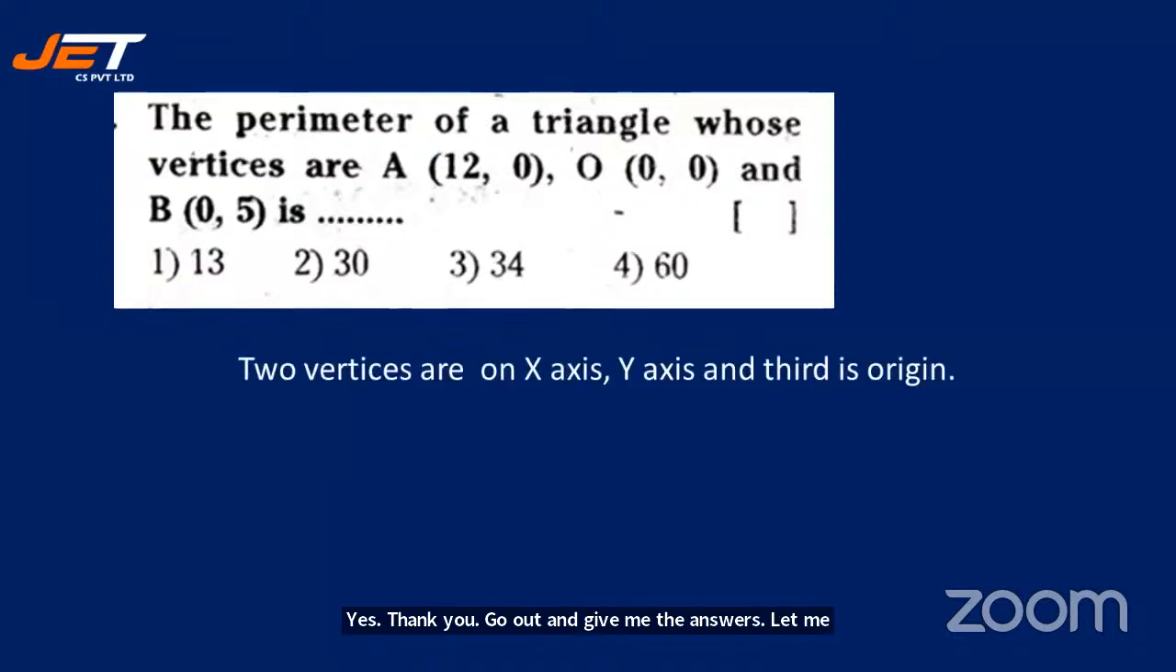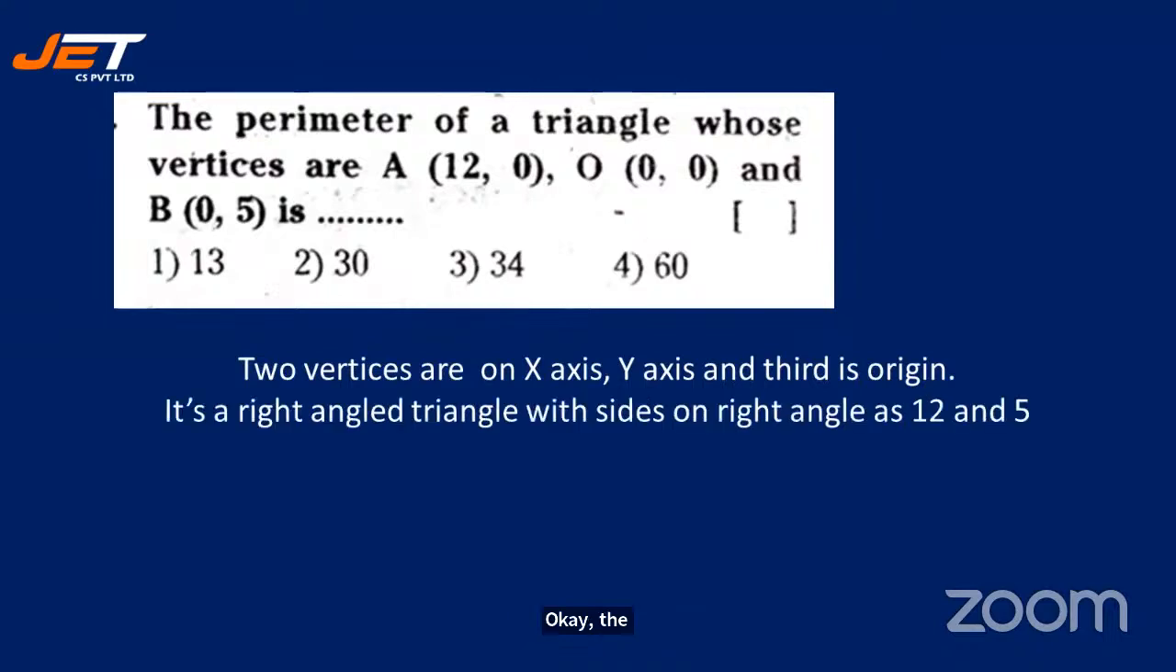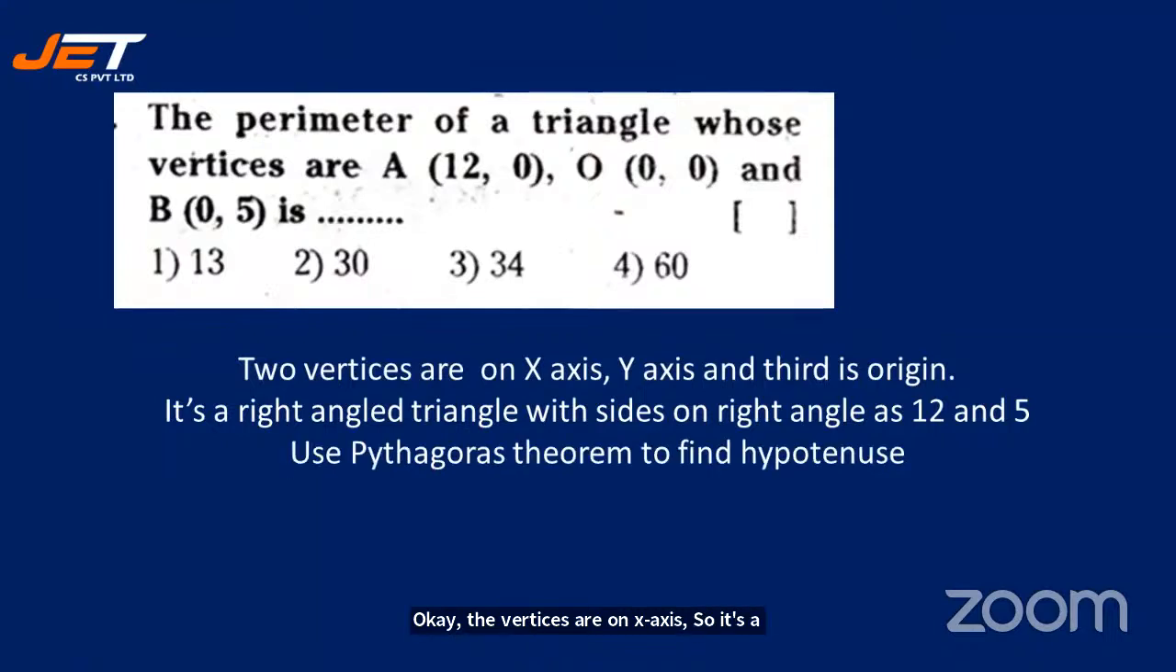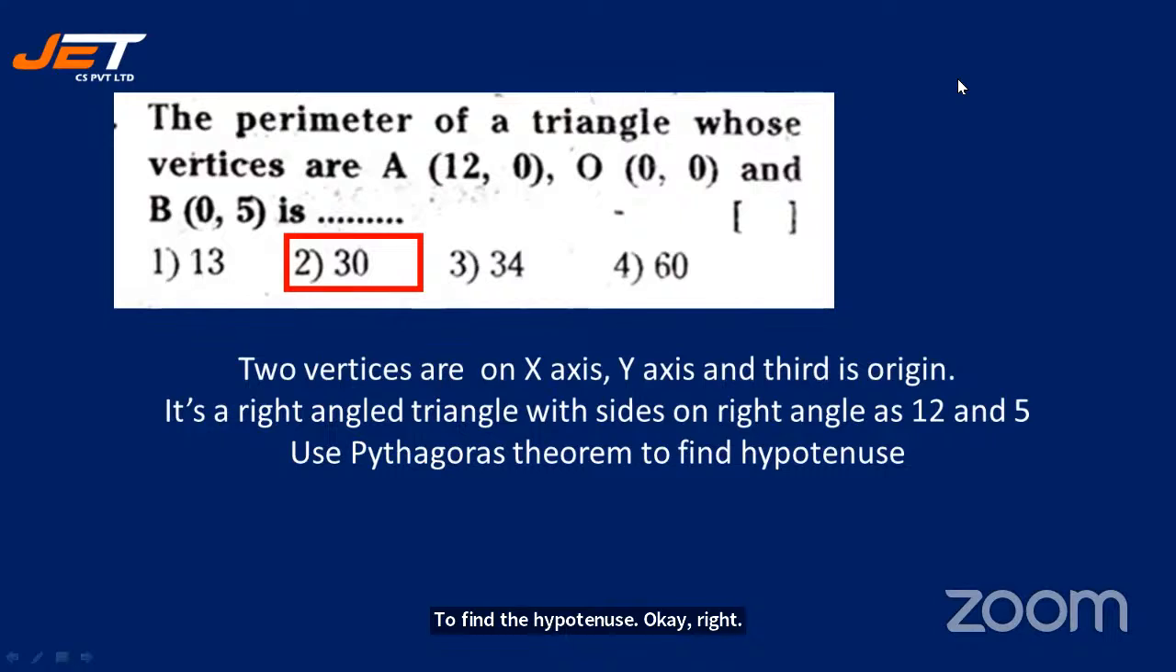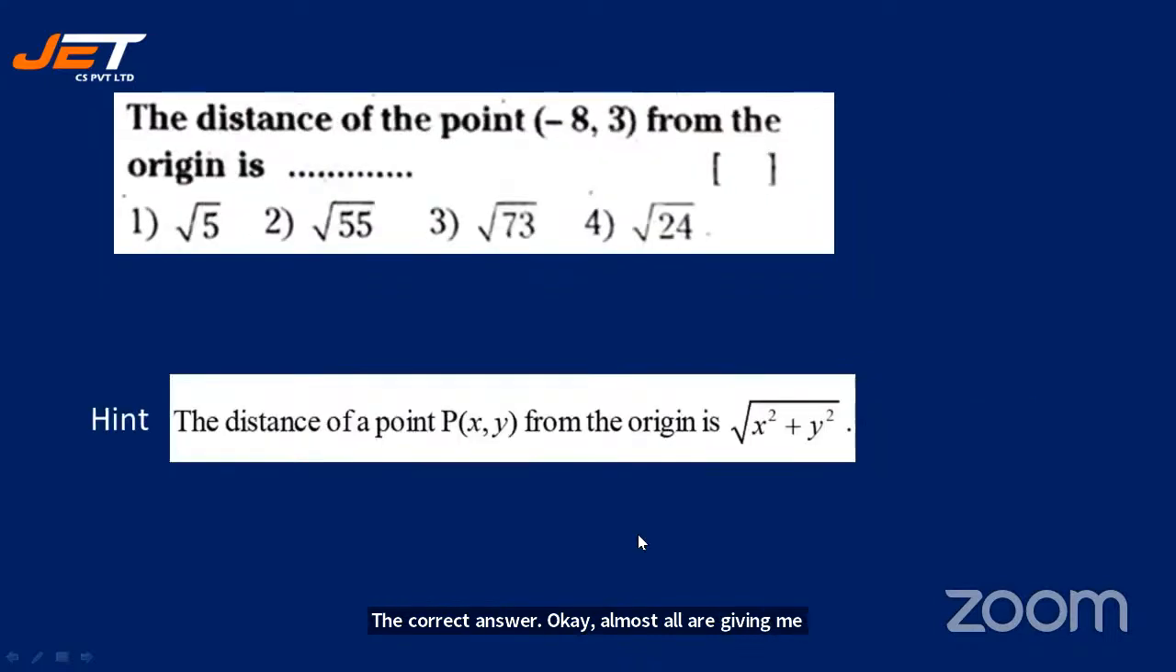2 vertices are on x-axis, y-axis, and the third is in origin. So it's a right angle triangle with sides on the right angle as 12 and 5. Use Pythagoras theorem to find the hypotenuse. So the answer is 30. Option 2. How many are giving me the correct answer? Almost all are giving me option 2. Yes, good. Let's move on to the next question.